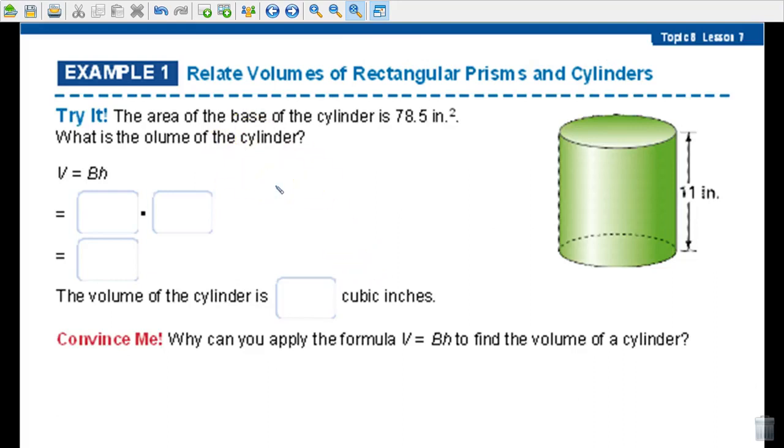Okay, example 1, try it. The area of the base of the cylinder is 78.5 inches squared. What is the volume of this cylinder? I'm going to go ahead and pause. You can go ahead and pause it right here so you can work it out.